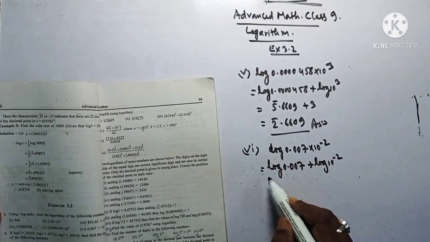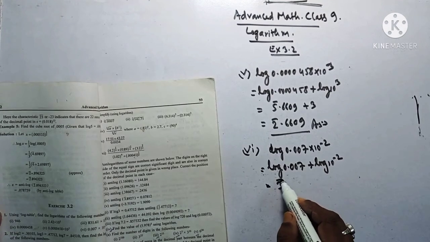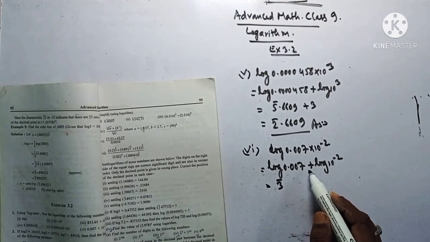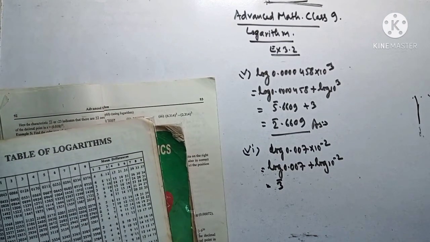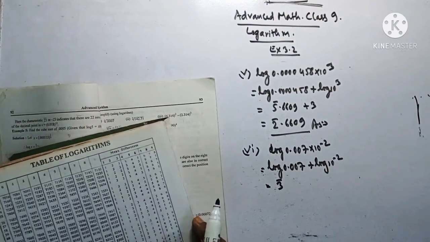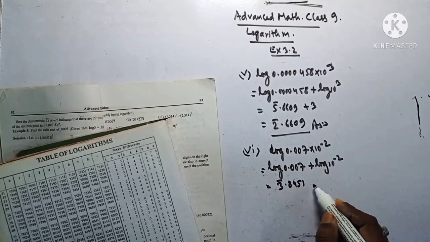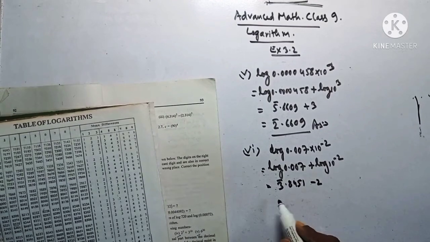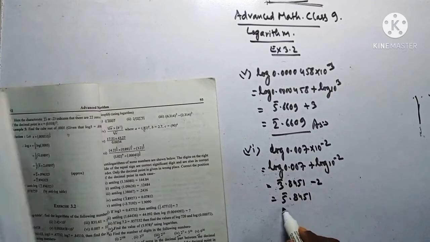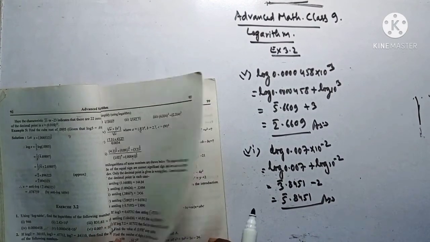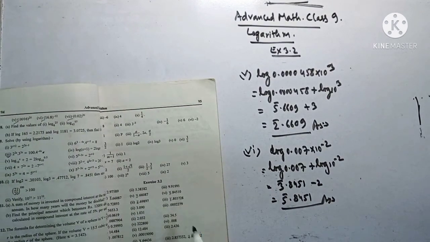So here your characteristics, first non-zero digit, 3 places you have to move. So 3 bar, and you have to see not 7, you have to see 70, because log table starts from 10. So you have to go for 70. 70 is 0.8451 and minus 2. So here again this will be minus 3 minus 2, 5 bar 0.8451. This is your answer. Let me check the answer. This is 5 bar 8451.